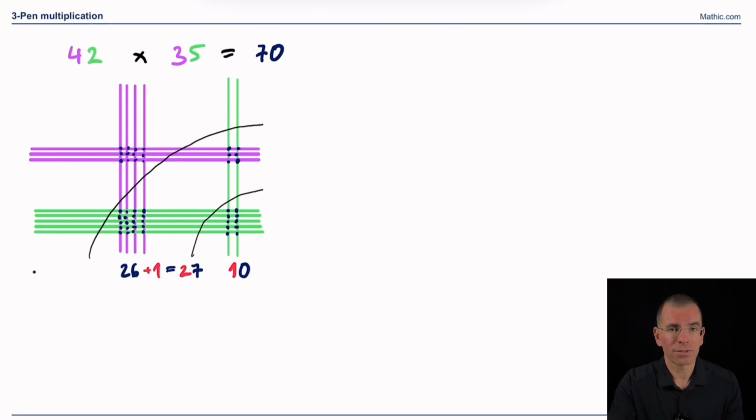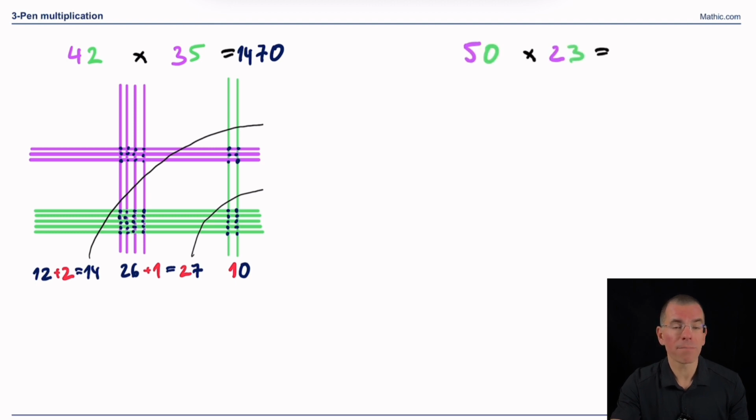There are 12 intersections of pink lines. We add number 2 from the previous step to get to number 14. So the first 2 digits in the final result will be 14. To sum up, 42 times 35 is 1470.